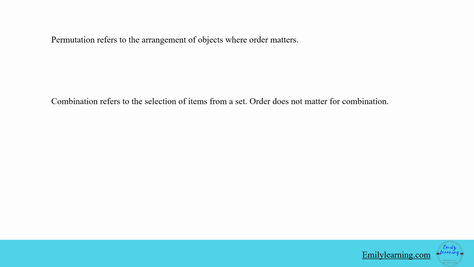So permutation refers to the arrangement of objects where order matters, while combination refers to the selection of items from a set. Order does not matter for combination.